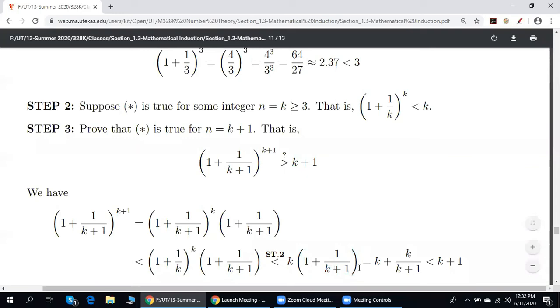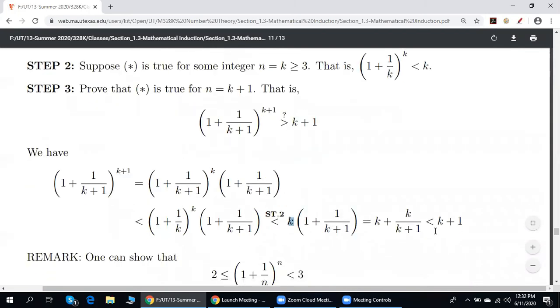Now let us expand parentheses. K times 1 is k. K times 1 over k plus 1 is k over k plus 1. Lastly, since k plus 1 is greater than k, k over k plus 1 is lesser than 1. We are done. This is lesser than k plus 1. It's exactly what we need.